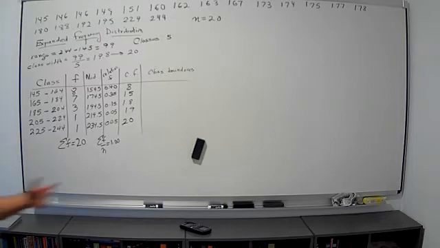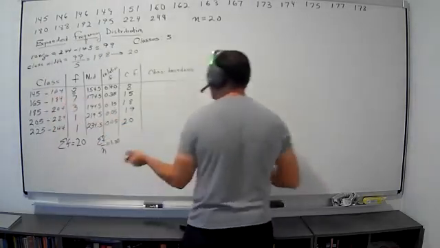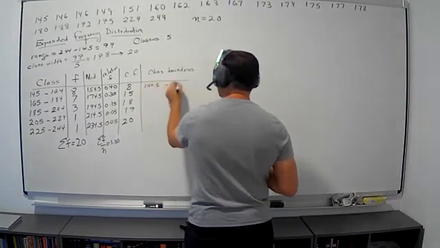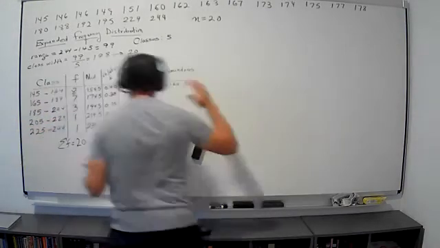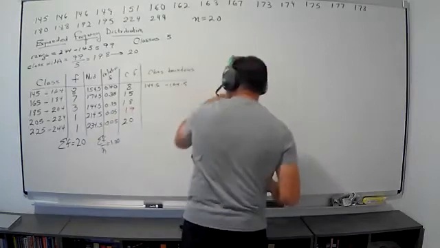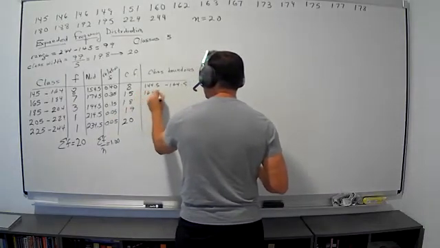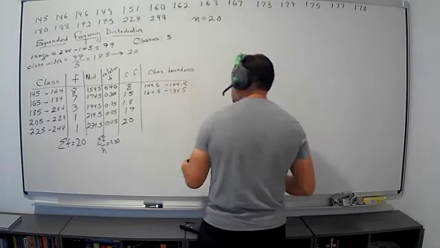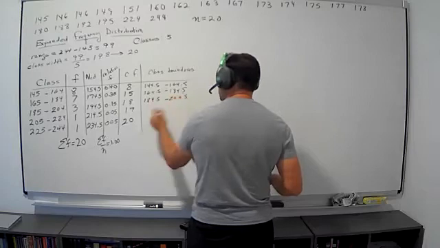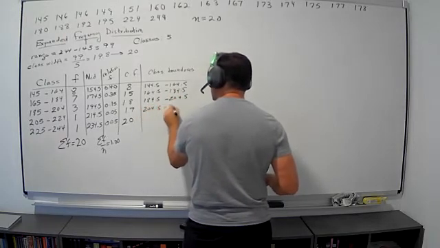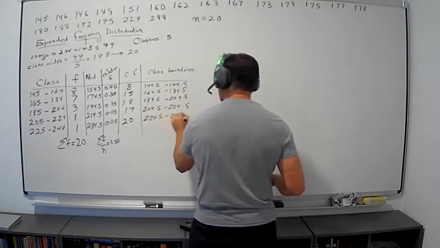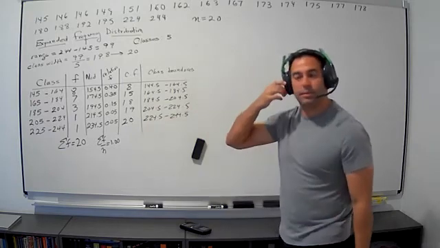Okay, so class boundaries. We said if the gap is 1 between them, we're going to go ahead and subtract and add 0.5 to it, 144.5 through 164.5. So you subtract 0.5, add 0.5. And then when you do it to this one, subtract 0.5 from 165, add 0.5. So we have 164.5 to 184.5. Then you have 184.5 to 204.5. And then you have 204.5 to 224.5. And 224.5 to 244.5. That's the class boundaries.